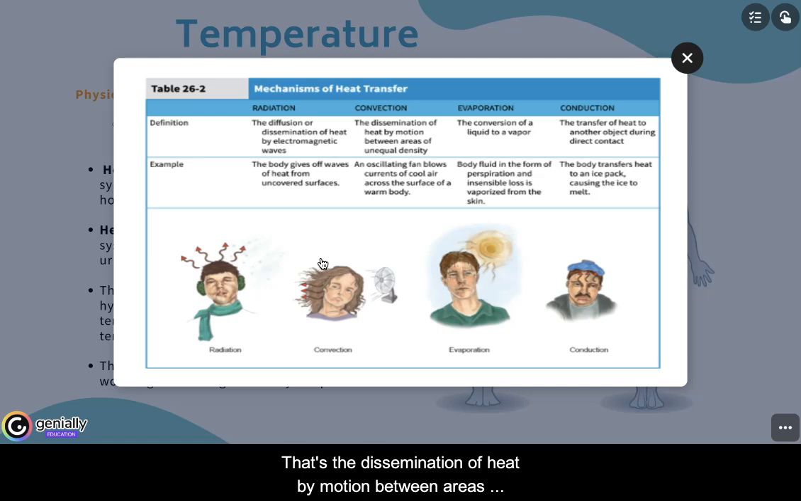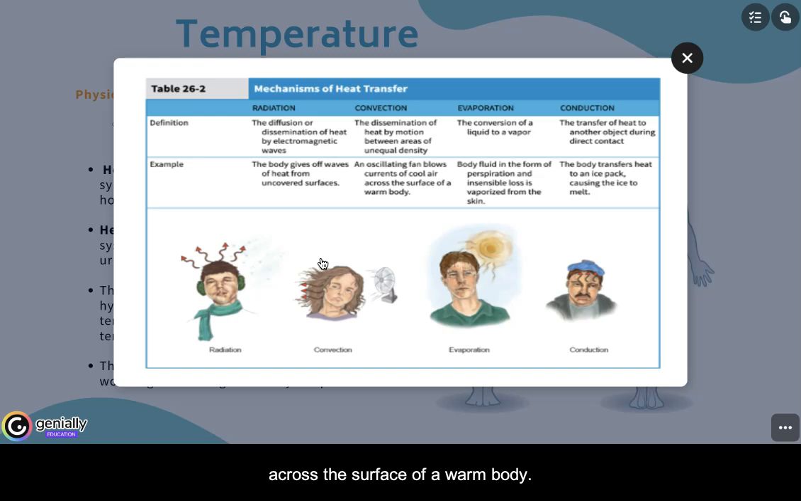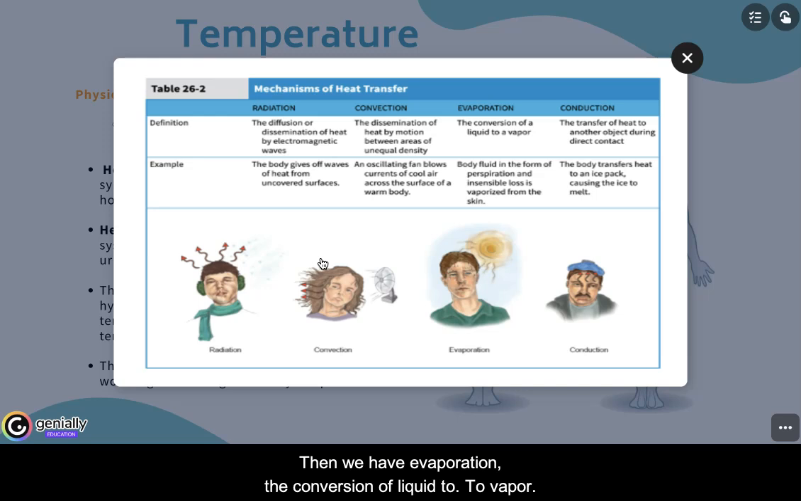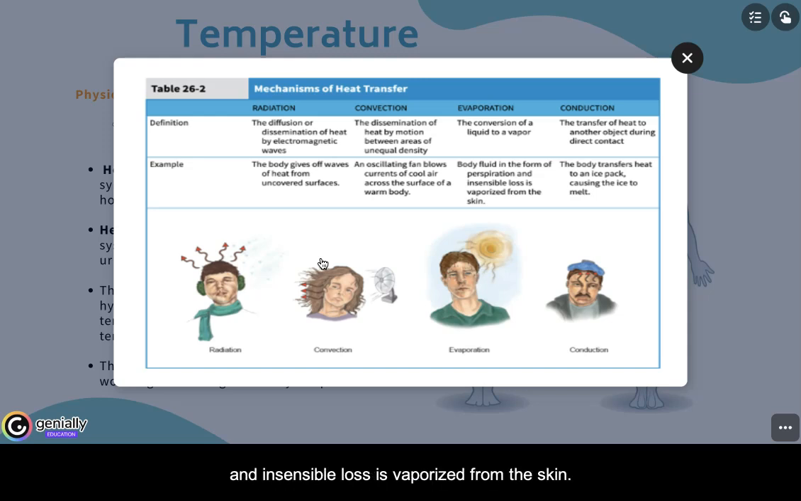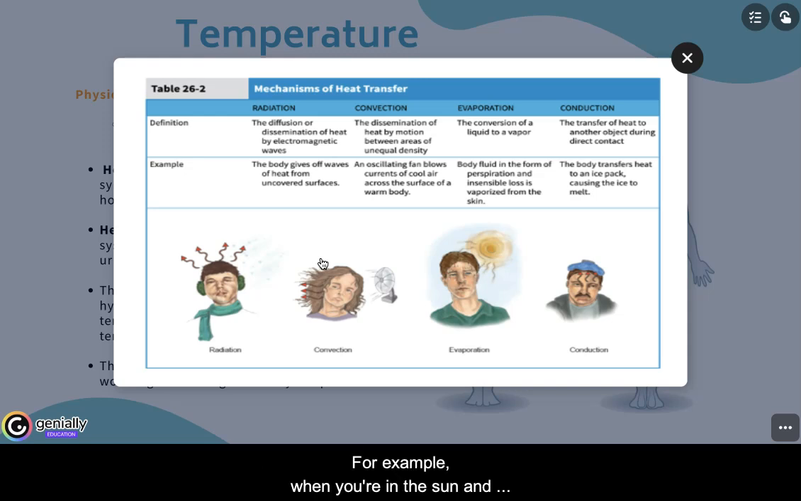That's the dissemination of heat by motion between areas of unequal density. For example, a fan. An oscillating fan blows currents of cool air across the surface of a warm body. So the air blowing from the oscillating fan is helping us lose heat. Then we have evaporation, the conversion of liquid to vapor. For example, body fluid in the form of perspiration, sweat, and insensible loss is vaporized from the skin. When you're in the sun and you're sweating, that's evaporation.